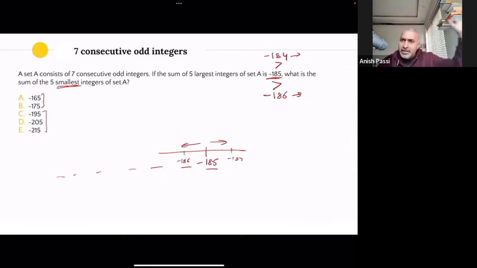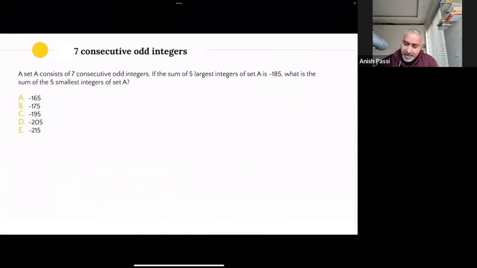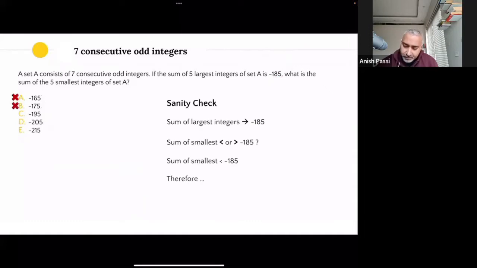Right? Forget calculations and all that. Just logically, the answer has to be less than negative 185. Anyway, A and B are rejected. Straight away rejected. This is very, very powerful and very useful and very important even. Such sanity checks. Based on calculations, we might make mistakes, we might get confused.